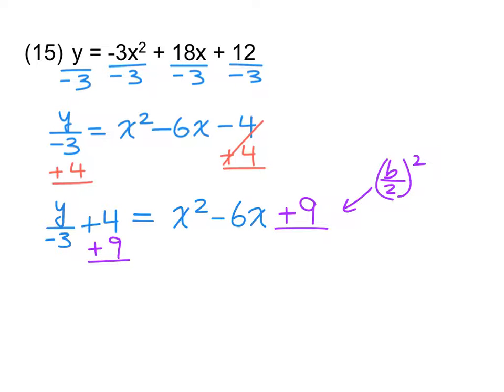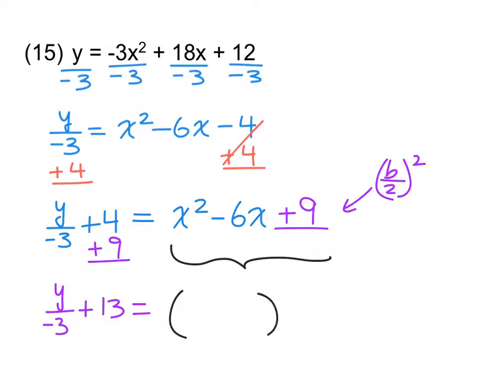So we're looking at y over -3 plus 13 equals, the whole point of this, again, whether it's to find roots or to get it into vertex form, is to complete a perfect square trinomial to make it factorable in such a way that it can be written as a binomial squared. x minus 3 squared.